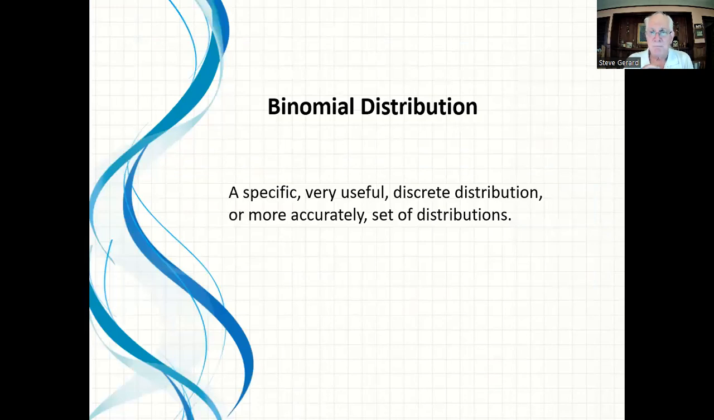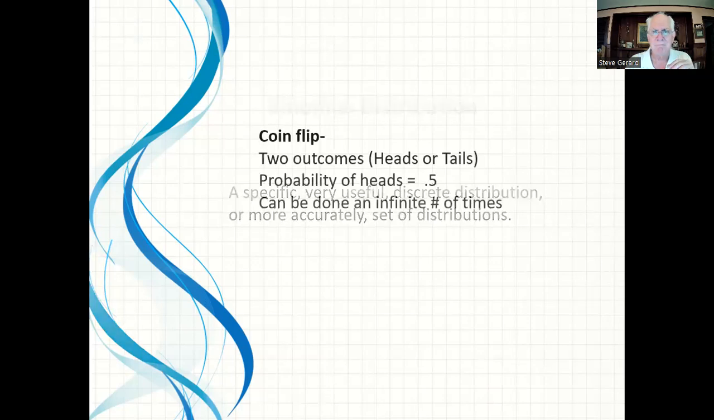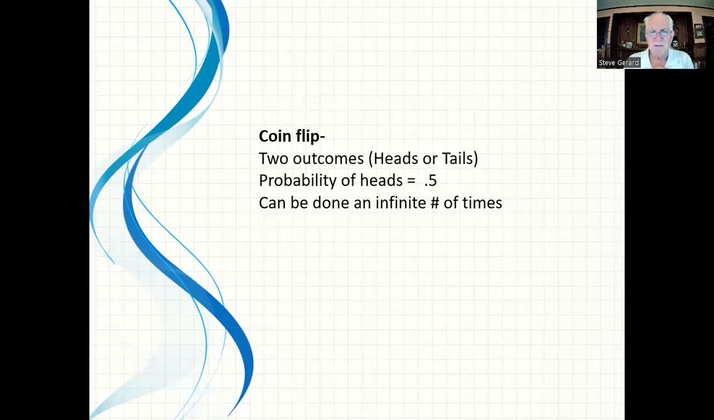Change in subject here. Binomial distribution. This is a very useful, specific kind of discrete distribution. And actually, more accurately, it's a set of distributions. I wonder what I mean by that. Let me just give you an example here.